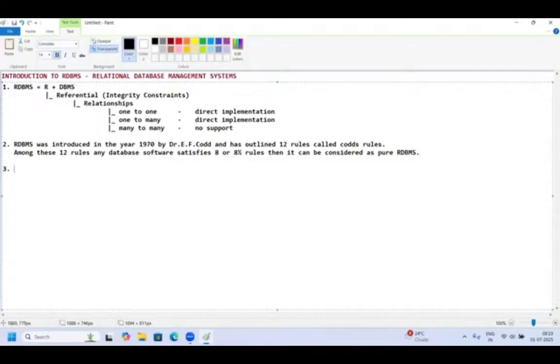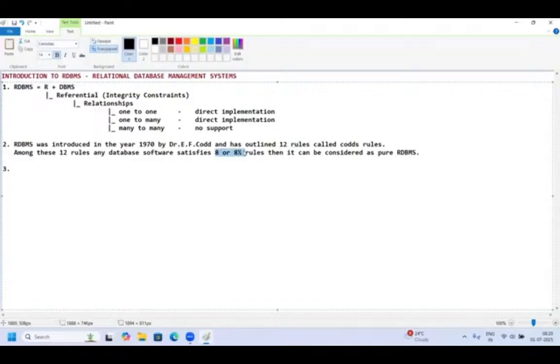Now, again, one more point. As a database developer or as an Oracle developer, you should have knowledge of these Codd's rules. The 12 rules Dr. E.F. Codd has outlined. So compulsorily, you should have knowledge of Codd's rules. And one more thing I would say, the limit he has set is 8 or 8.5 rules to consider any database software as pure RDBMS.